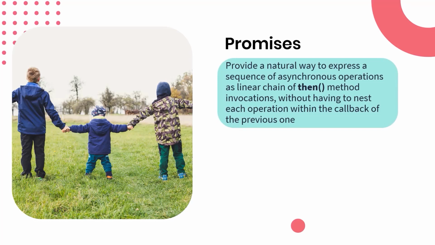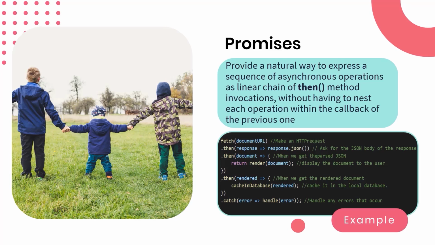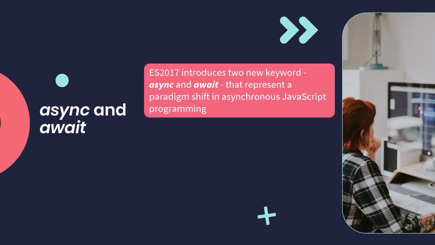One of the most important benefits of promises is that they provide a natural way to express a sequence of asynchronous operations as a linear chain of then method invocations, without having to nest each operation within the callback of the previous one. Here, for example, is a hypothetical promise chain. This code illustrates how a chain of promises can make it easy to express a sequence of asynchronous operations. We're not going to discuss this particular promise chain further, but we will continue to explore the idea of using promise chains to make HTTP requests. ES2017 introduces two new keywords, async and await.